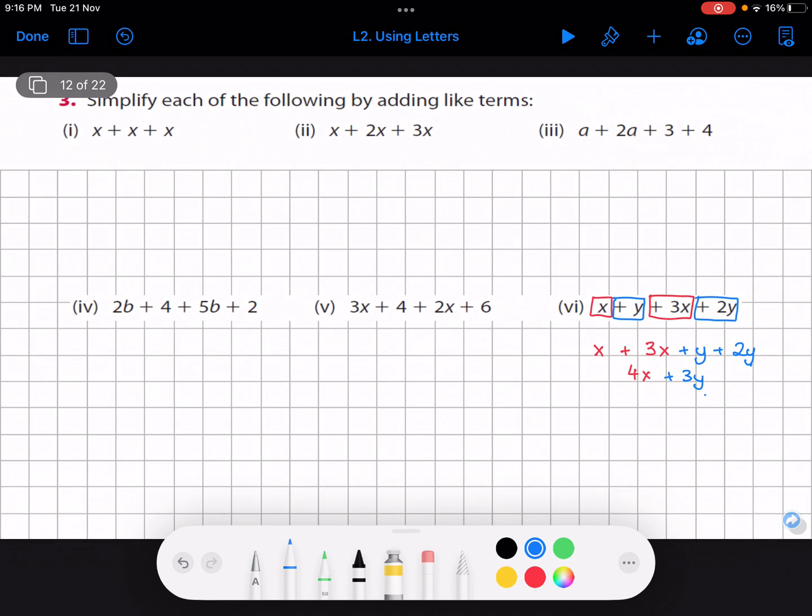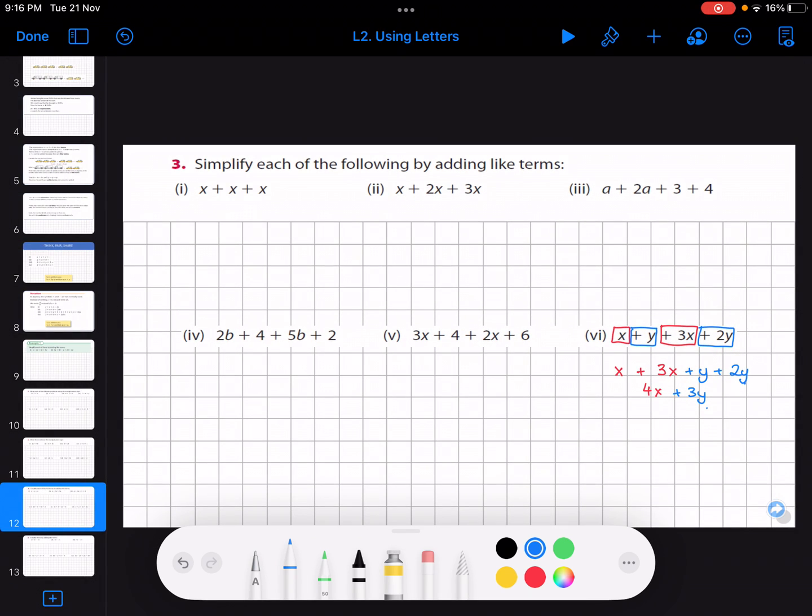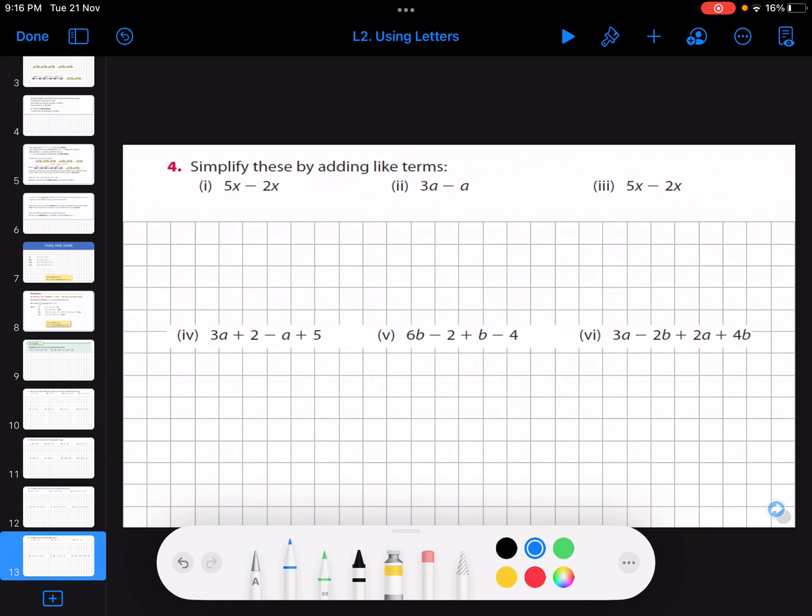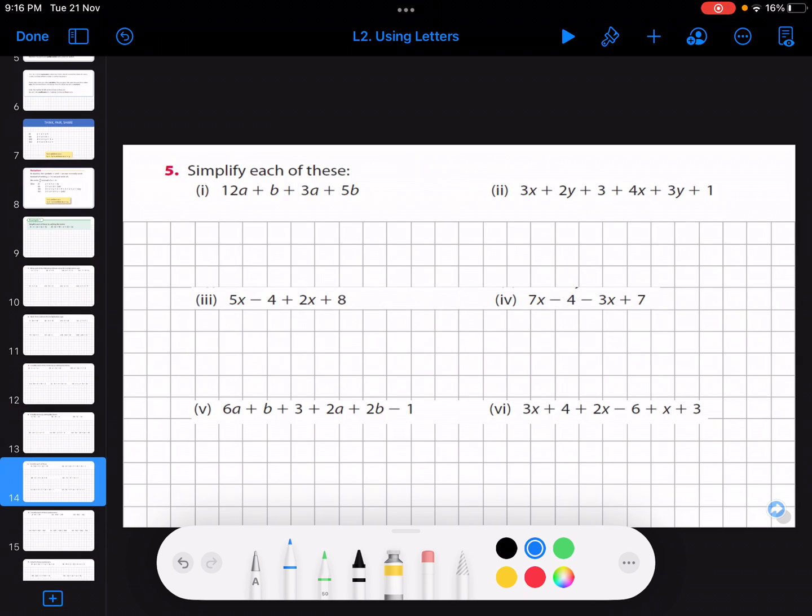And that's it simplified. That will be the same for each one of these questions. You can use the same method. Add the like terms. So practice some of these to do that.